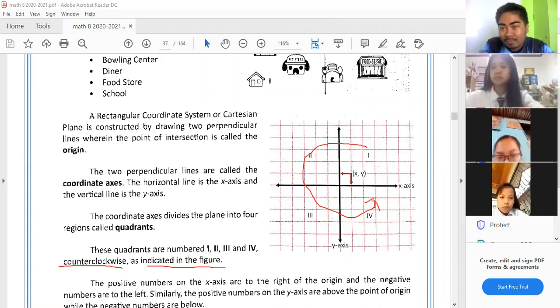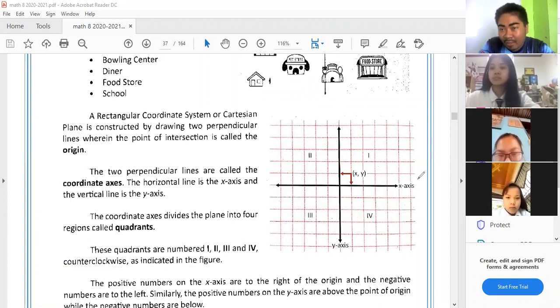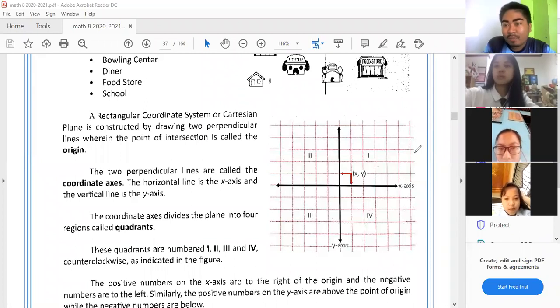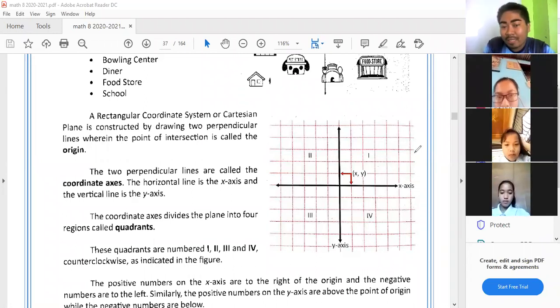So naintindihan? Rectangular coordinate system or Cartesian plane is constructed by drawing 2 perpendicular lines. Yung perpendicular lines na yan are called coordinate axis. Yung coordinate axis na yan is divided into 4 regions. Ang tawag natin doon sa 4 regions na yan are quadrants. Naming quadrant 1, quadrant 2, quadrant 3, and quadrant 4.